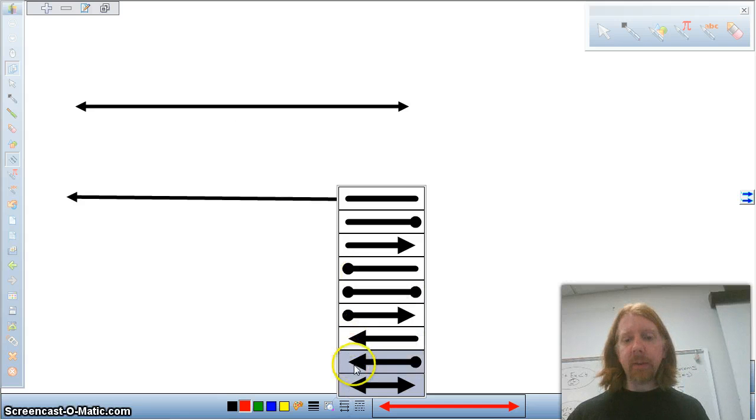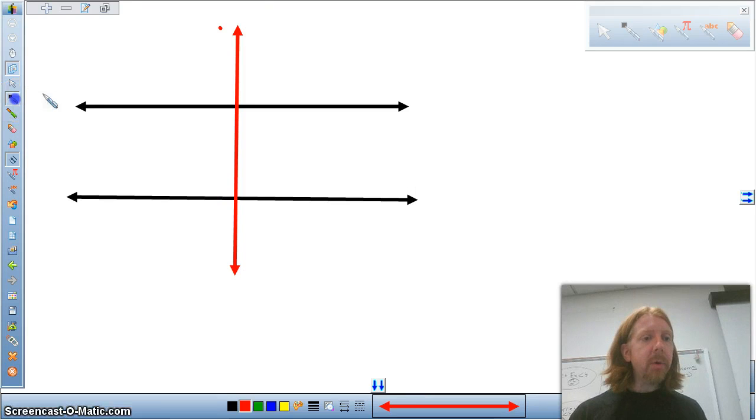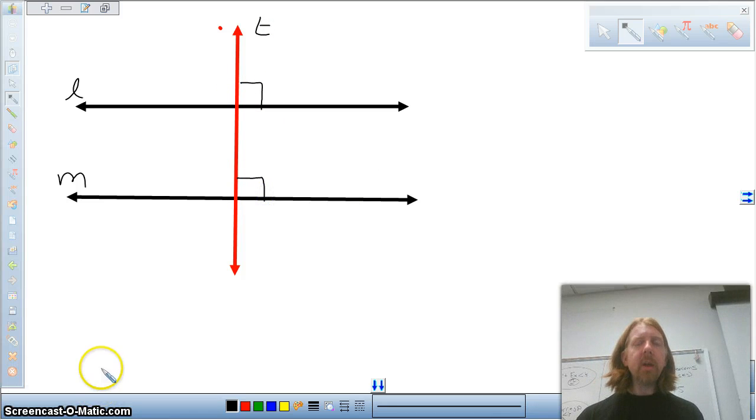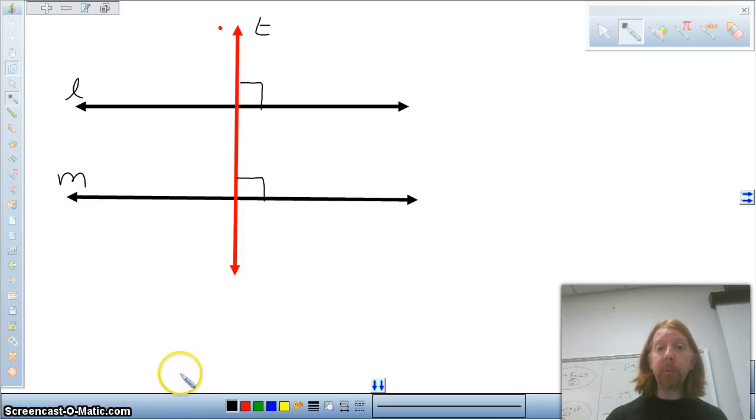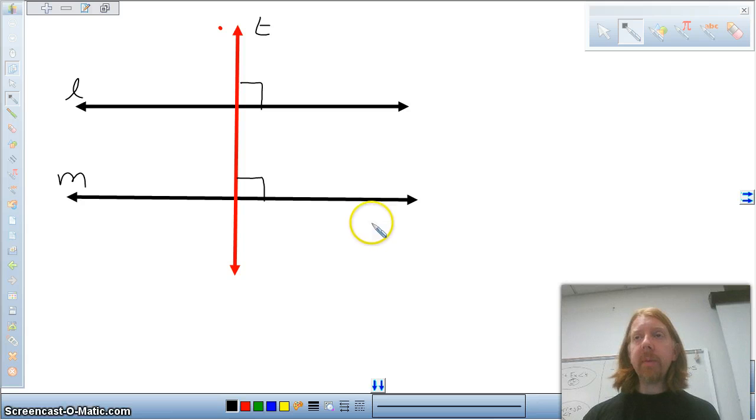I don't know that I have parallel lines here, so I'm not going to mark them as such. There's my transversal. But I do know, and let's talk about, there's L, there's M, there's T for the transversal. This time coming in, I know both of those are perpendicular. Think about what we've talked about. Those are corresponding angles that are 90 degrees. If the corresponding angles are 90 degrees, it would follow then that these lines must be parallel. Think about the converse of corresponding angles.